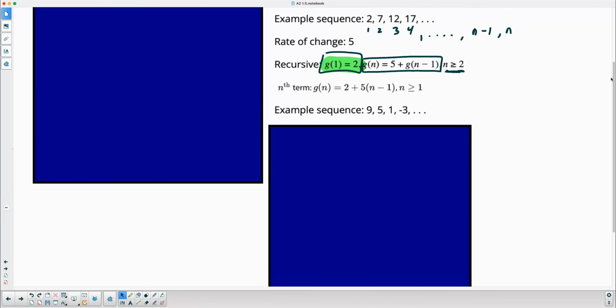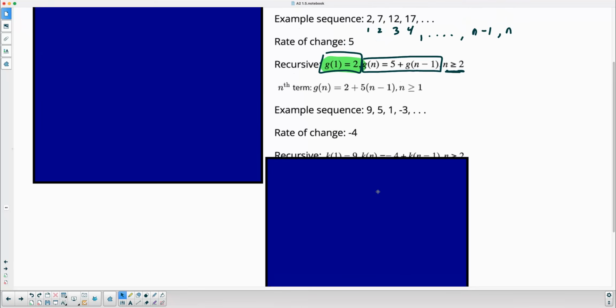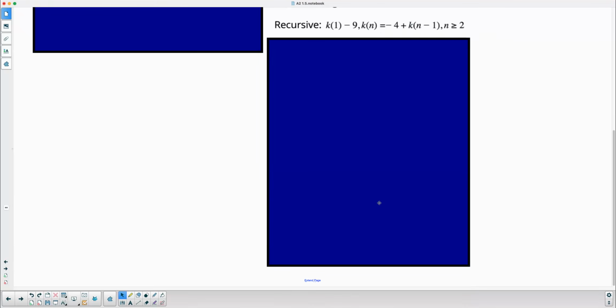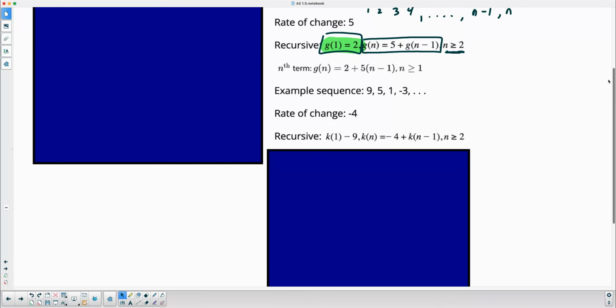We're going to go -4 every time. So if I were to write my formula, rate of change is -4. First term, K1, they use K for this one, is -9, which no, it's not. That should be 9. I don't know why I came up with that. K1 equals 9. And then you take the previous term to find the nth term, that would be K of n minus 1. And then you add -4.